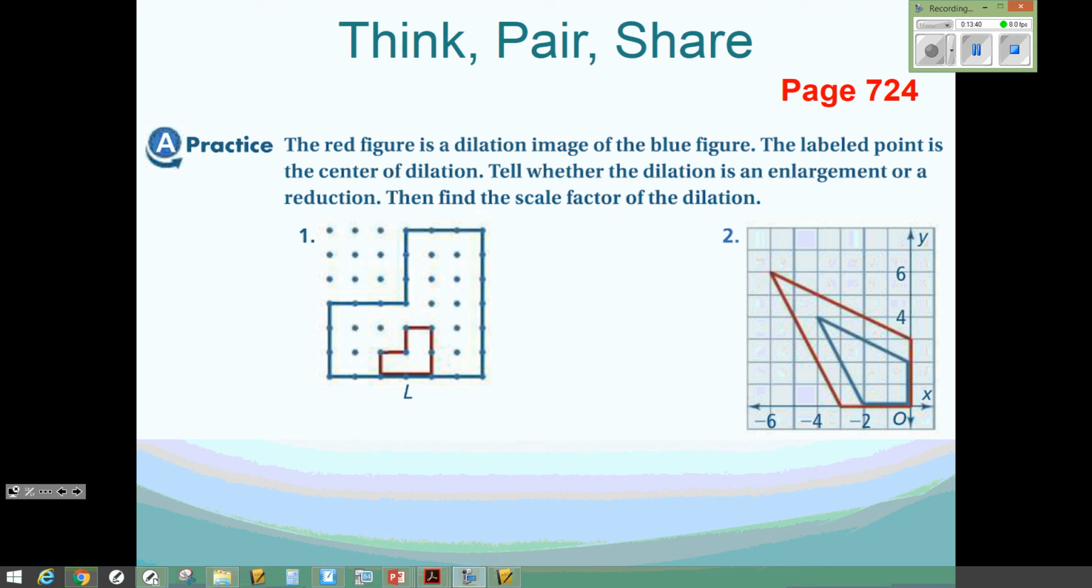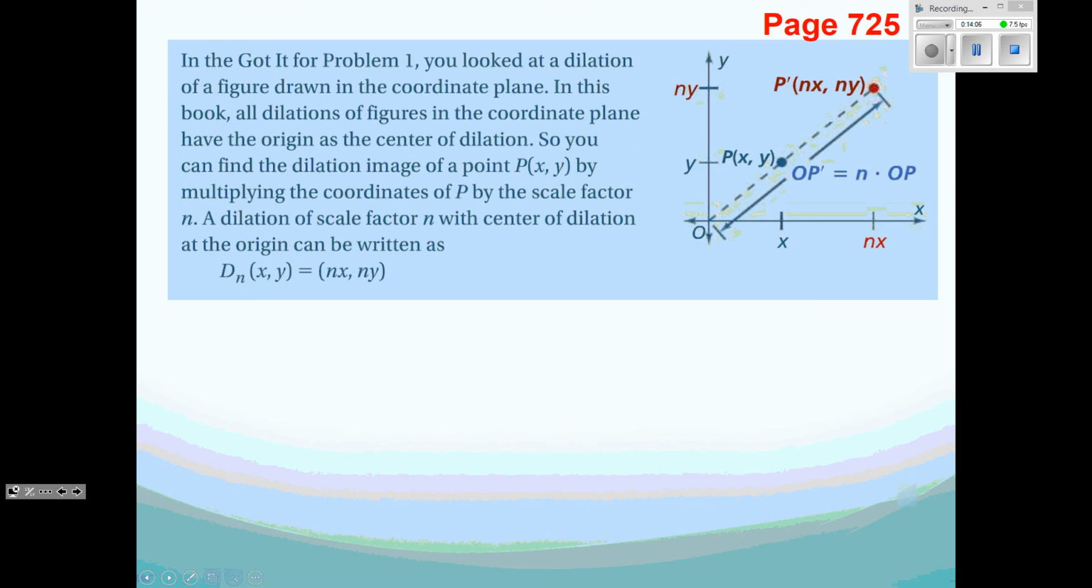Okay, class. Thank you. So tables 1 through 5, is this a reduction or an enlargement? Reduction. What's the scale factor? 1/3. Tables 6 through 9, is that a reduction or an enlargement? Enlargement. What's its scale factor? 3/2 or 1.5. Okay, good enough.